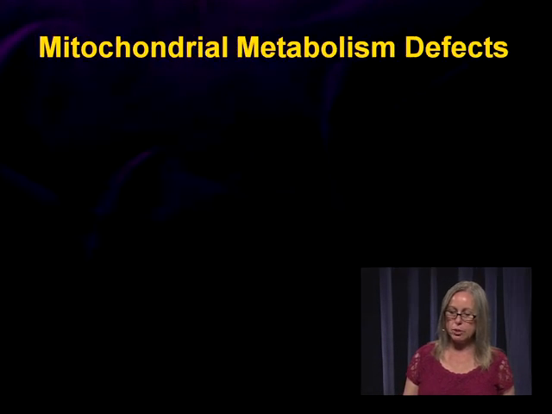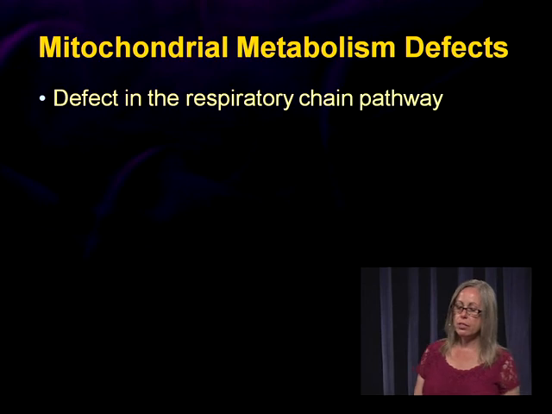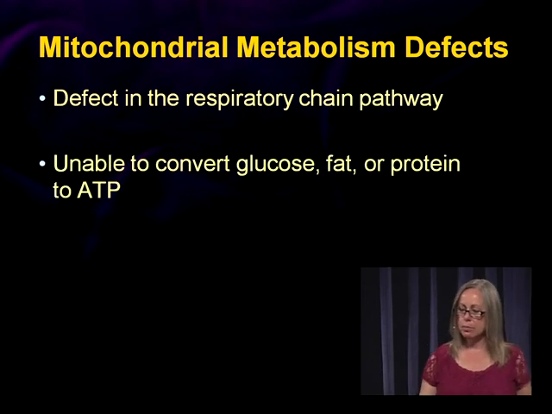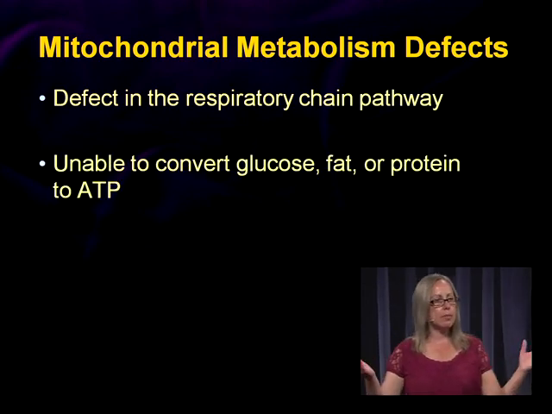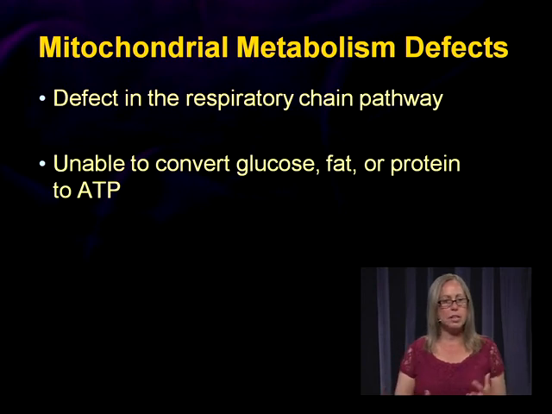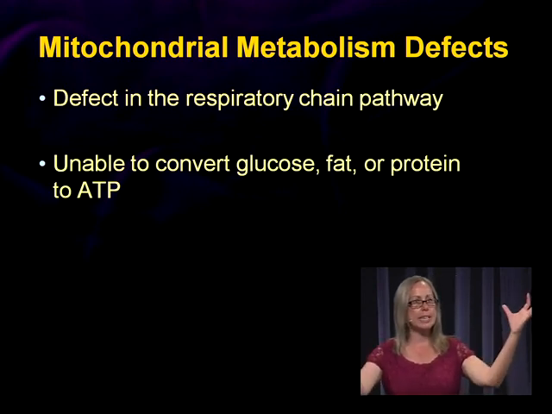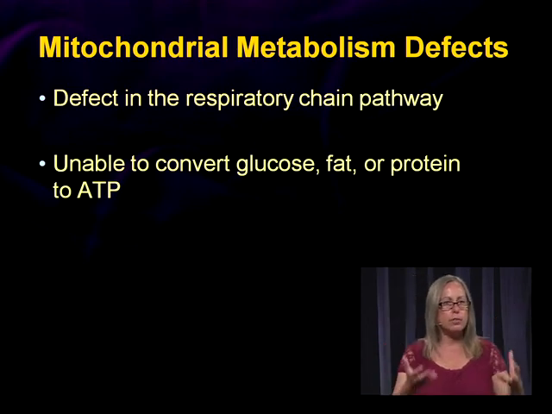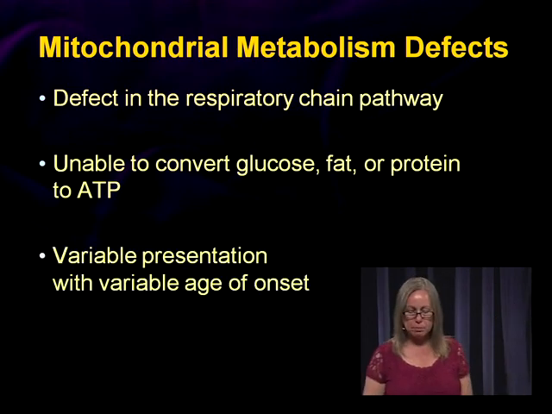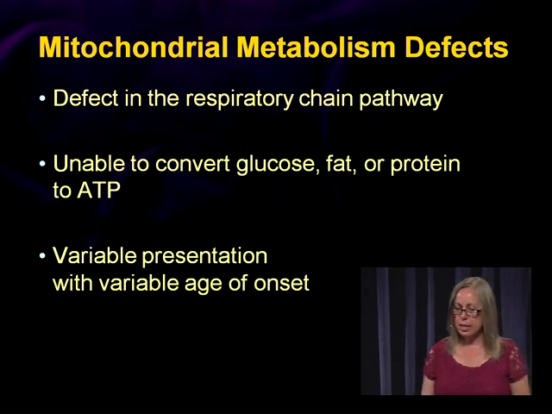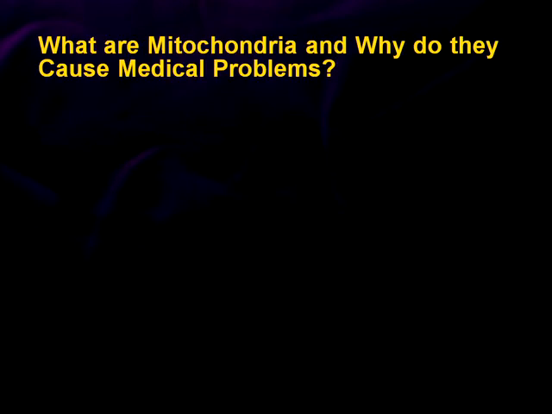Okay, mitochondrial. So there are defects in the respiratory chain pathway, and you're unable to convert any of the byproducts from glucose, fat, or protein into ATP. So it's sort of your end of the pathway. All of this stuff is being given to you, and now you have to churn it out into real energy. Variable presentation and variable age of onset.